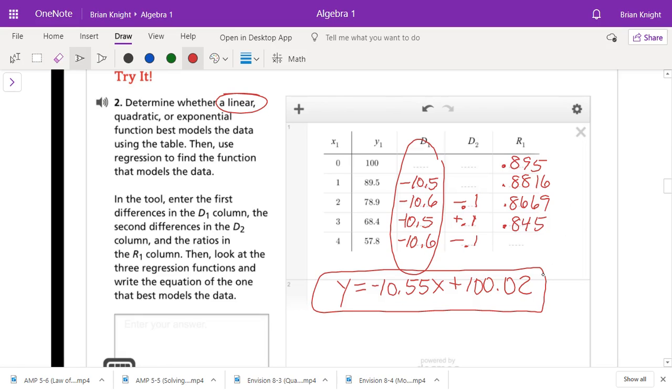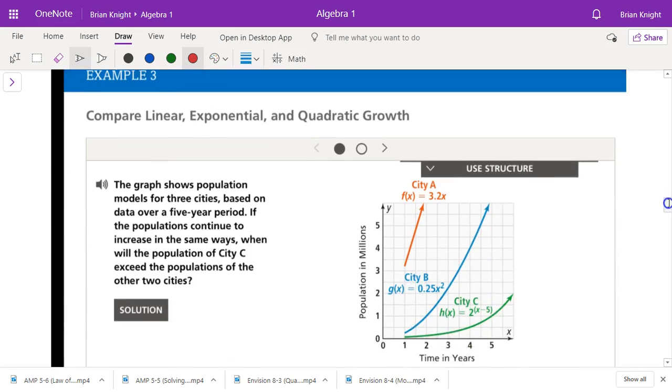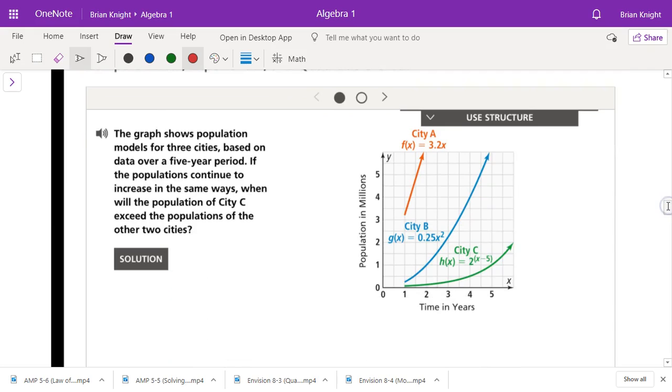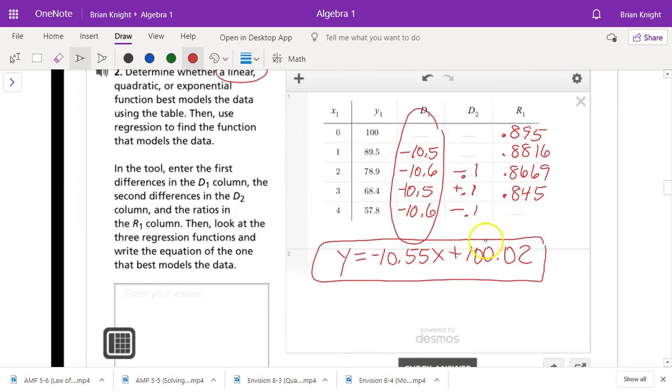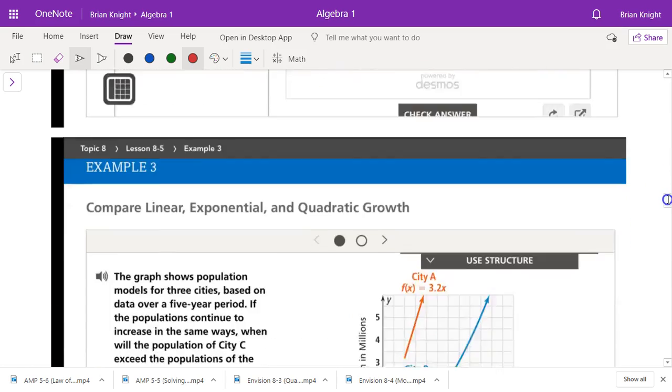Everybody get those for A and B? And from there, it's just plugging in. Was there no C because it started at 0? There's no C on linear anyway. Linear equation, y equals mx plus b. The slope was negative 10.55, and the y-intercept is 100.02. Okay? That is up there.